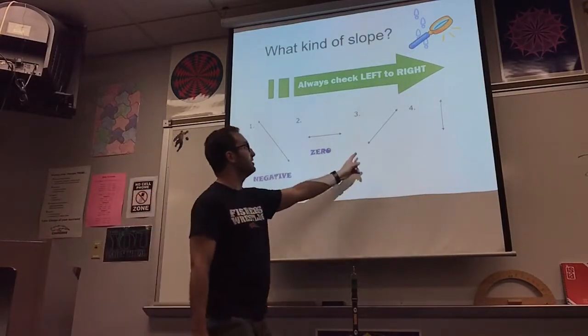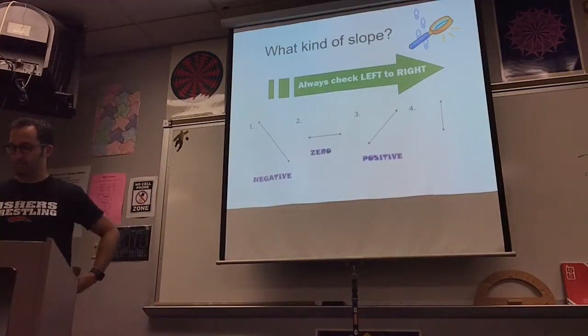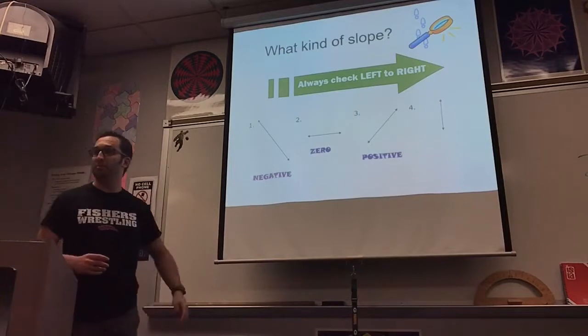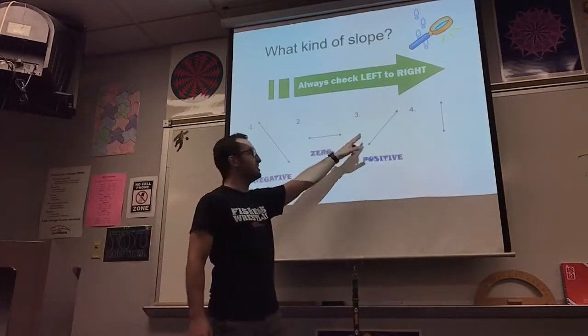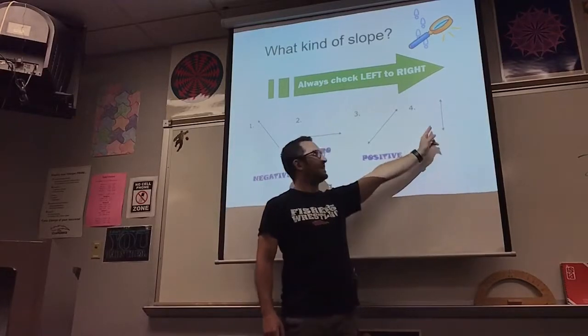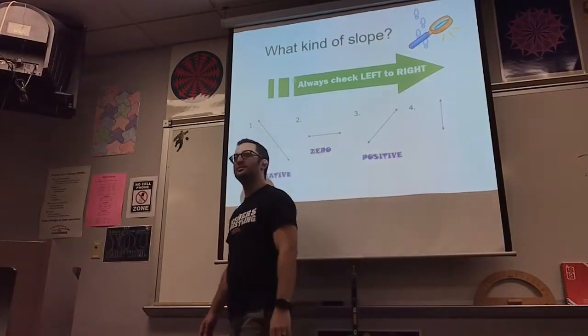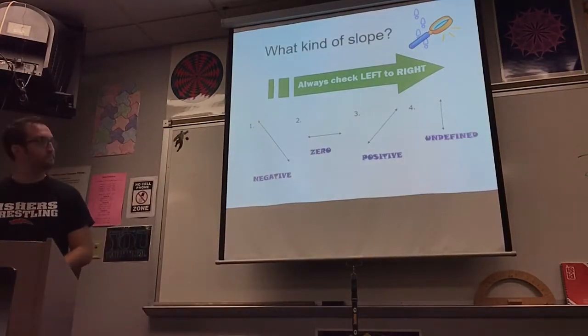This one is doing what? Going up, so that would be a positive slope. And the last one is tricky. It's not a zero slope. Because this is a zero slope, this one can't be a zero slope. Can you read this left to right? Why? Because it's straight up and down. So we call that undefined.